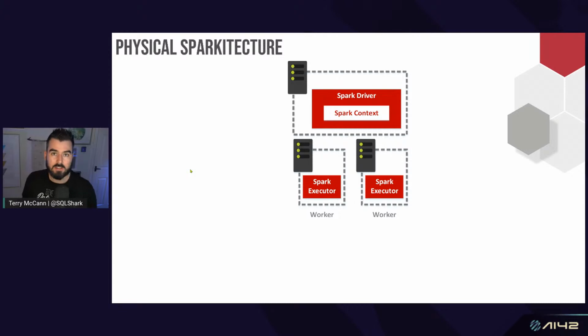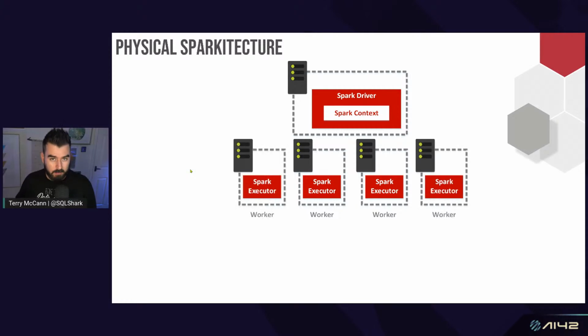And now the driver node is ultimately responsible for telling Spark and telling all the workers what to do. This is a very common scenario where you've got one driver and 2 workers, but you might have more, right? You might have a single driver and 4 workers. Depending on what you're trying to do, that scale is incredibly elastic.